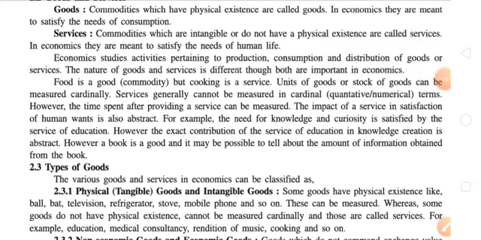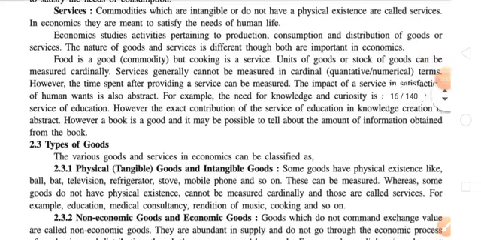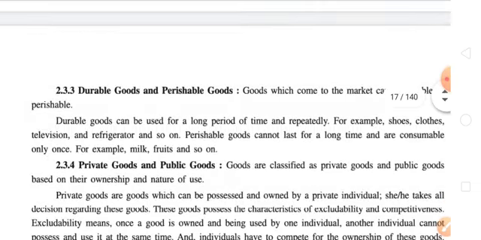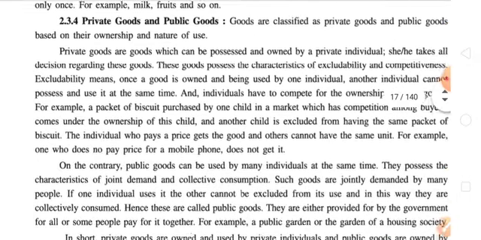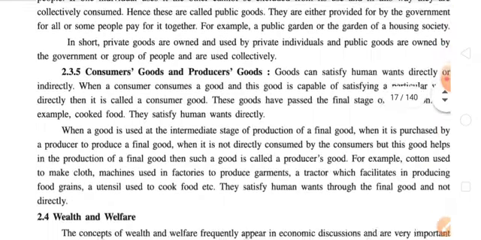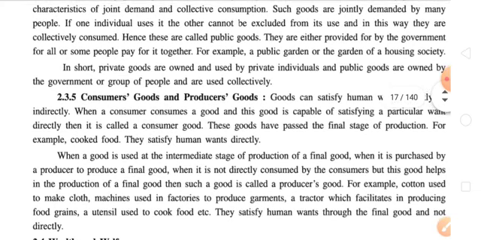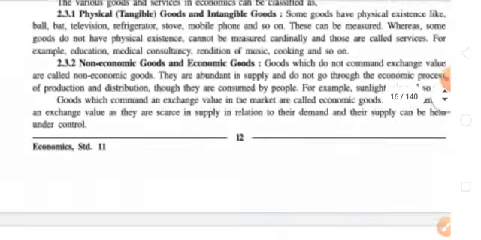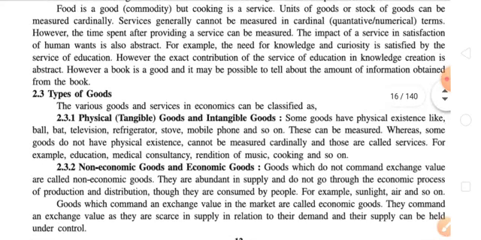First one is physical, that is tangible goods and intangible goods. Second one is non-economic goods and economic goods. Then the third category is durable goods and non-durable, or perishable, goods. Fourth one is private goods and public goods. And the fifth and last category is consumers goods and producers goods. Now let us discuss each one in detail.